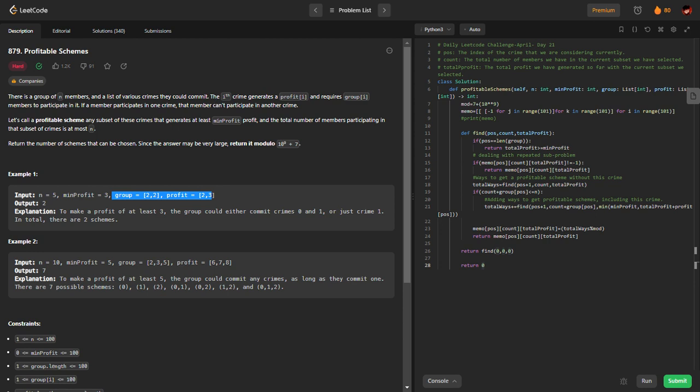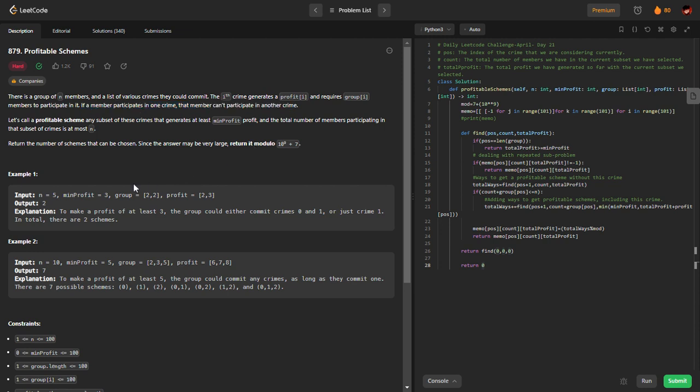They're saying the ith crime generates profit of profit[i]. That means the zeroth crime generates a profit of two, and requires group[i] members. In group, the ith entry requires that many members to participate in it. For example, for the zeroth crime, I will get a profit of two out of this crime, and I require two members to do that crime. If a member participates in one crime, that member can't be a member of the other crime.